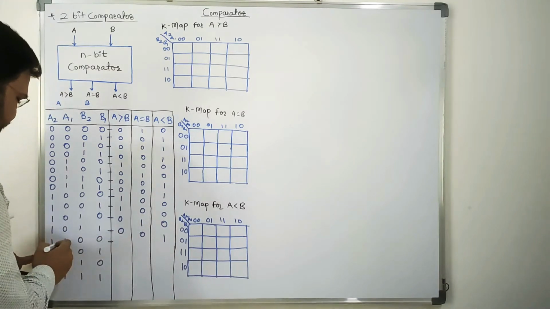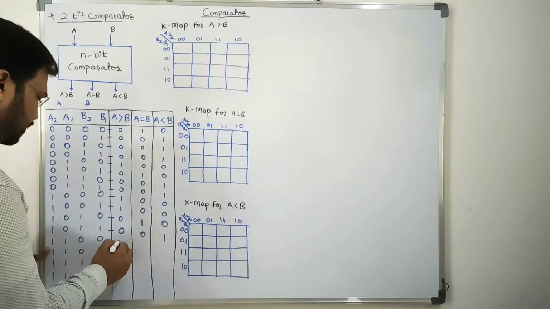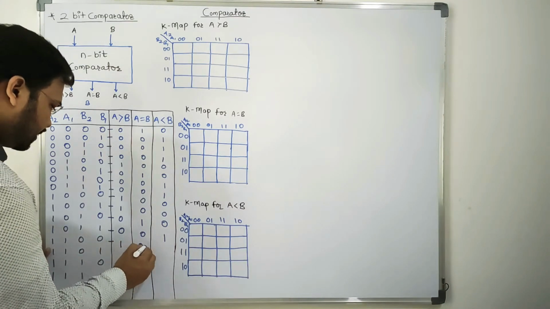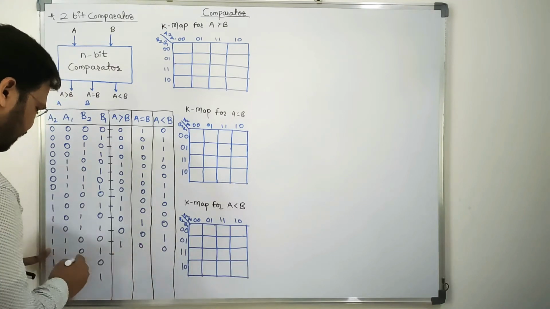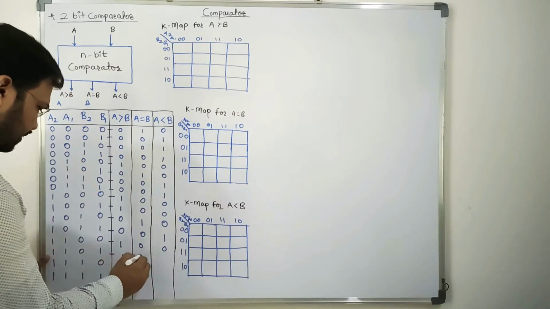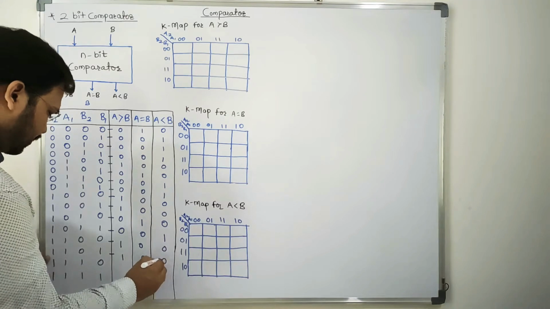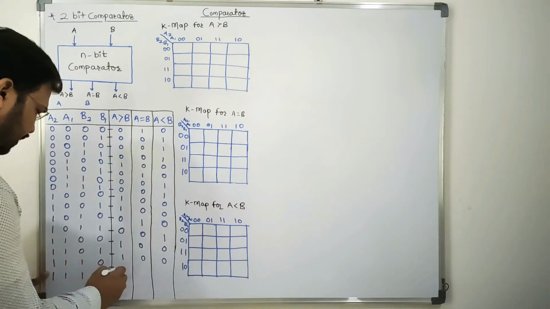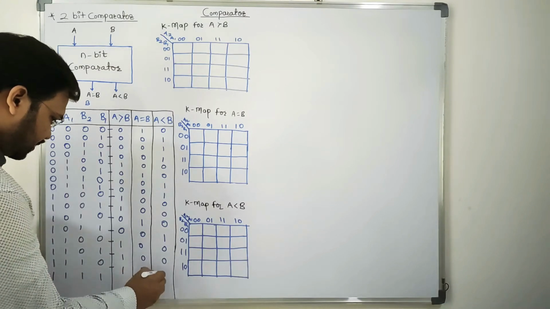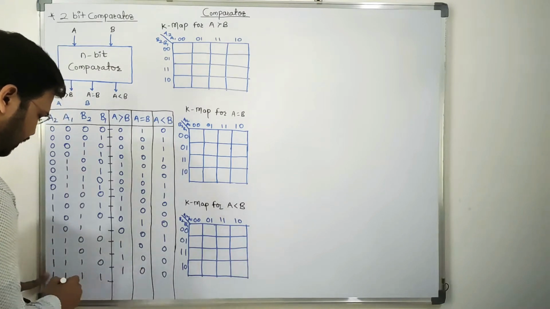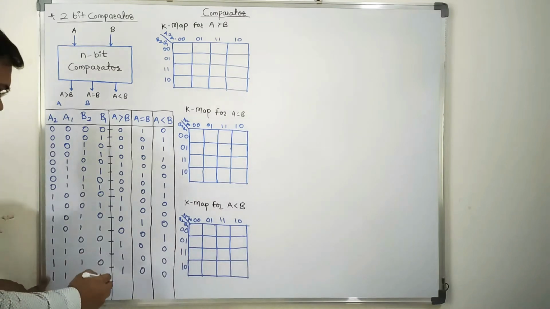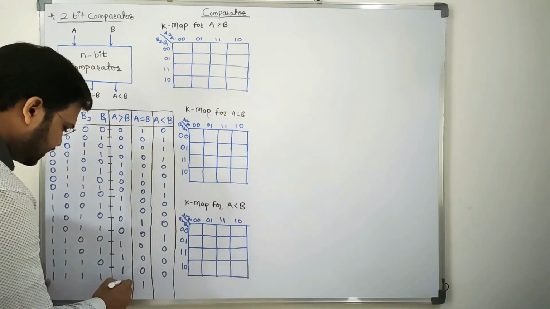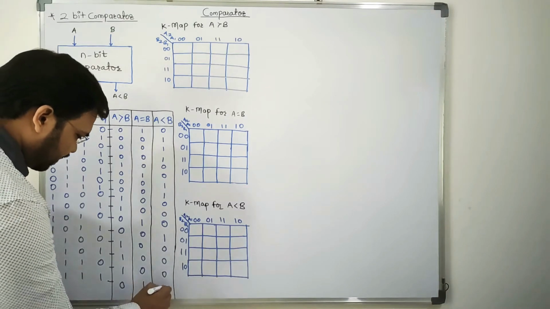Next, for 1 1 0 0, a is greater, so 1 0 0. Again for 1 1 0 1, a is greater, so it is 1 and the remaining two are 0. For 1 1 1 0, a is greater, so it is 1 and the remaining two are 0. And for 1 1 1 1, the values are the same, so a is equal to b is 1 and the remaining two are 0.